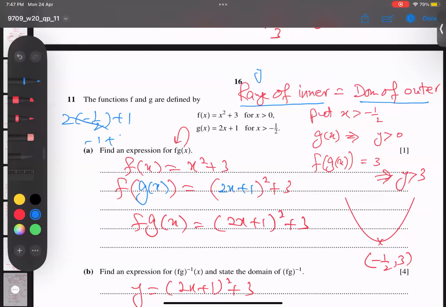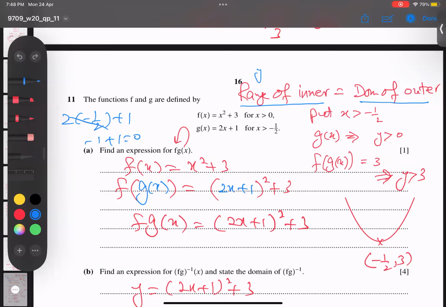This cancels, I get 0, because x is bigger than half. So x is bigger than 0, y is bigger than 0. What I plug in is called the domain, and what I get is called the range. So the range of the inner function comes out as y bigger than 0. Now, as I said, this is the range, and the range of the inner function is the domain, so I will plug this value into the outer function now.